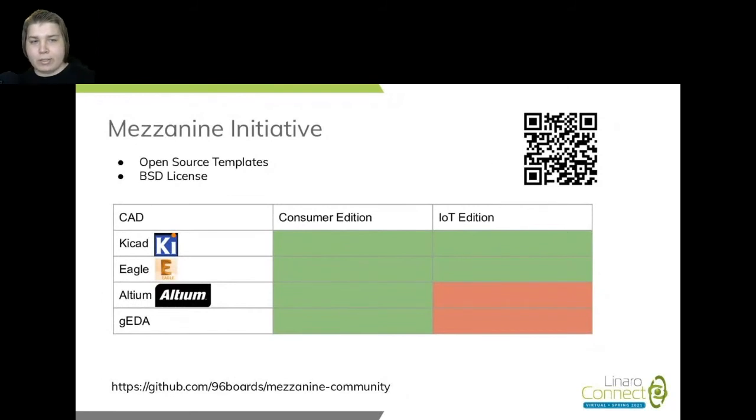All of those projects use templates I and other persons have created in the Mezzanine initiative. Those are open source templates you can get from GitHub. They are licensed under BSD, and there are different templates available for different CAD programs. KiCad and Eagle both have support for a consumer edition template as well as an IoT edition template. Altium and gEDA only have the consumer edition available.